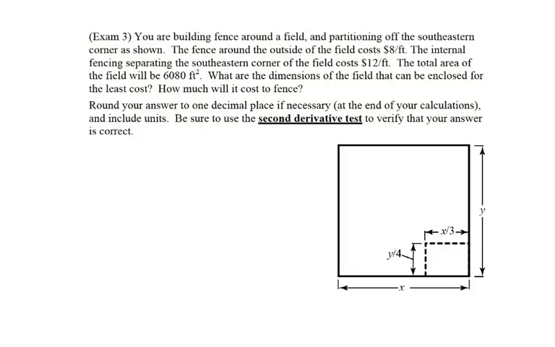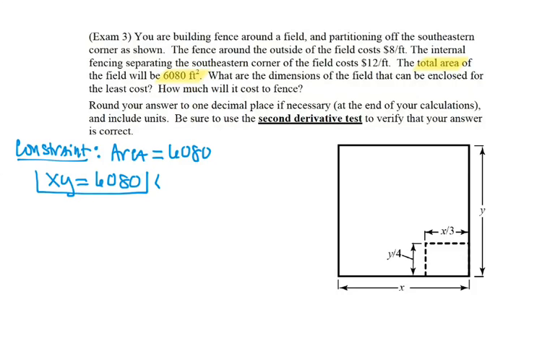So now that we have the objective function, we're ready to find the constraint function. As you read the question, hopefully it caught your eye that it says the total area needs to be 6,080 square feet. So area equaling 6080 is our constraint, and area is found by multiplying the X and Y, the outer walls that come together in a 90-degree angle.